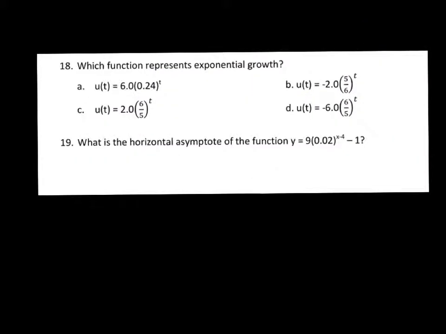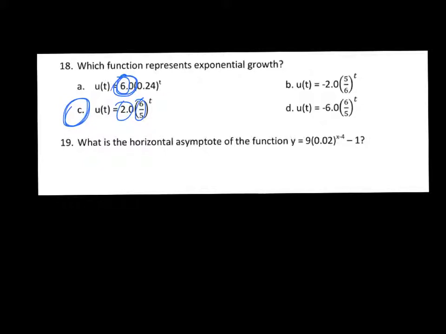All right, let's look at question 18. Exponential growth. Remember, that means that both the A and the B are positive. This is positive, and we're looking for a B that's greater than 1. So positive, greater than 1, so it'd be C.